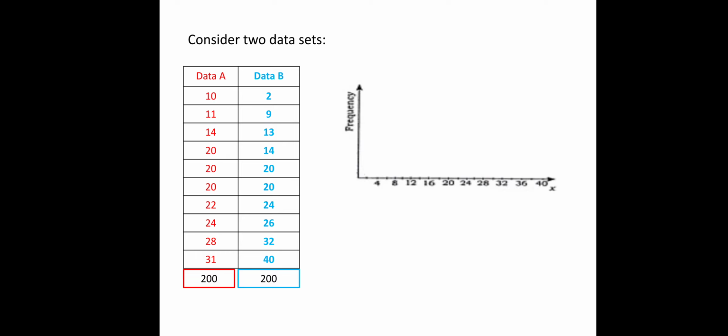Now if we plot a graph for data A as well as for data B, this is the curve for data A, red is for data A and blue is for data B. So what do you understand over here? Here you can see the data A curve, that red curve, is very much squeezed, but the blue one, data B, is very much spread, isn't it?